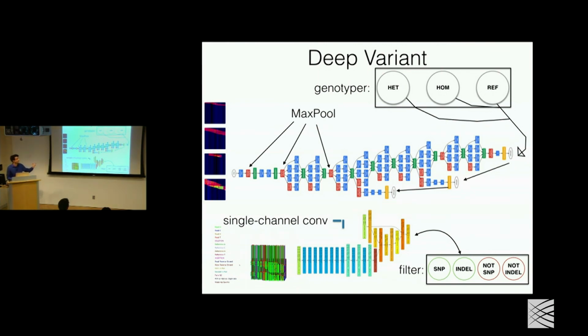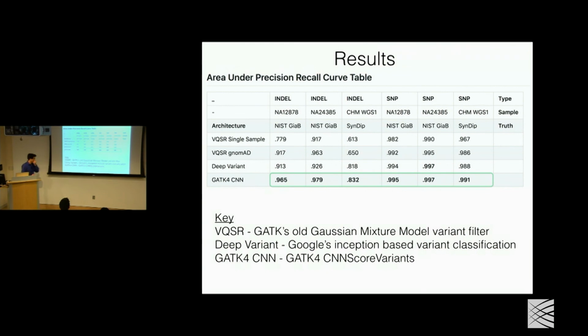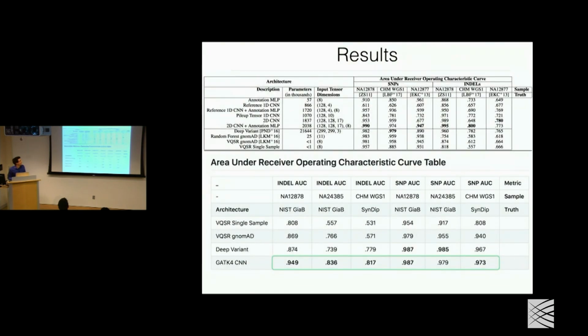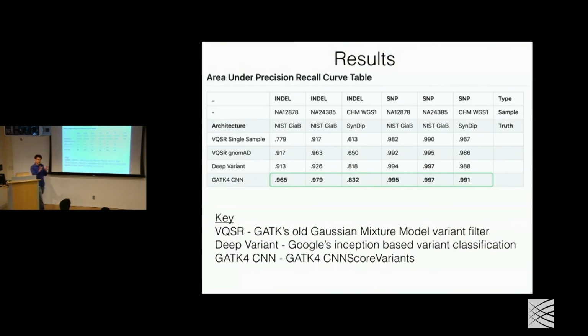So we are filtering variants. In DeepVariant, they are genotyping. Regardless, each algorithm gives a score to a variant, and with a score, we can make comparisons. And that's what we show here. So we're comparing to VQSR and VQSR run on gnomAD, as well as DeepVariant and the two-dimensional CNN. And this is area under the precision recall curve. And this is on a small test set of variants that were not shown to our model during training and that are balanced between positive and negative class.